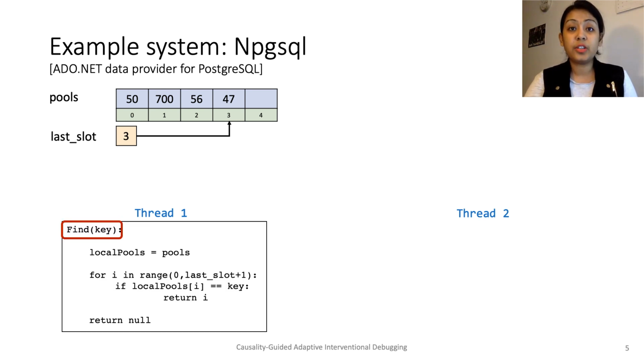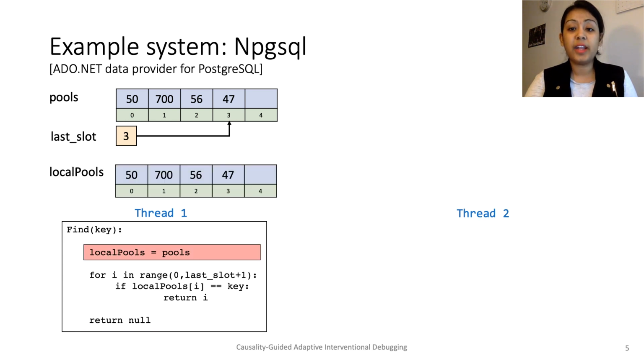The find function runs in thread 1. Given a connection key, find returns its index within the pools array. For example, for key 56, find will return 2. If the key is not found, find will return null. For searching a key, find first copies the shared array into a local array. Then it searches in the local array until it finds the key or reaches the last slot index.